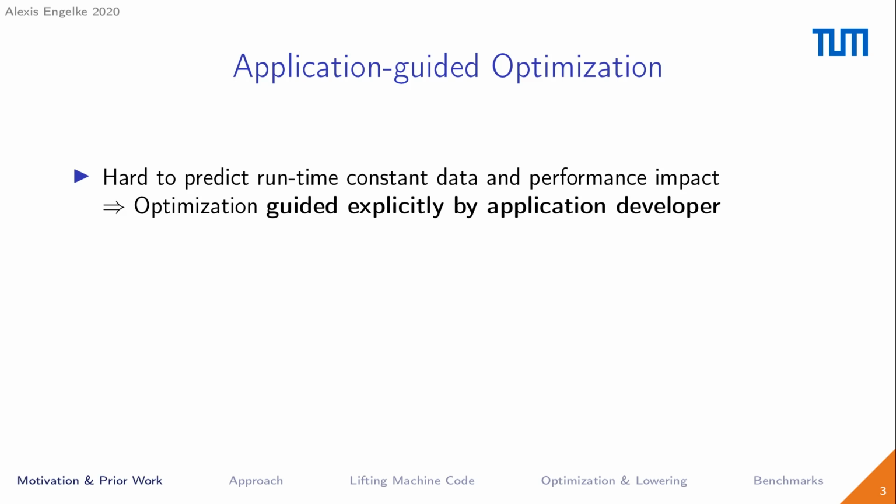However, automatically determining which runtime data is actually constant is hard, as is predicting the potential performance impact. Thus, we rely on the application developer to provide explicit information about constant data and the code to specialize. We refer to this approach as application-guided optimization.